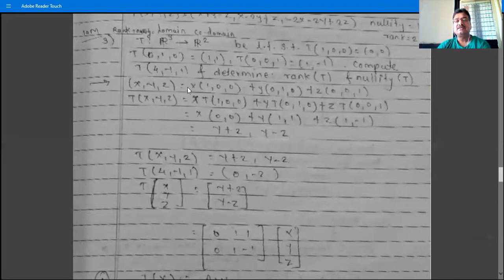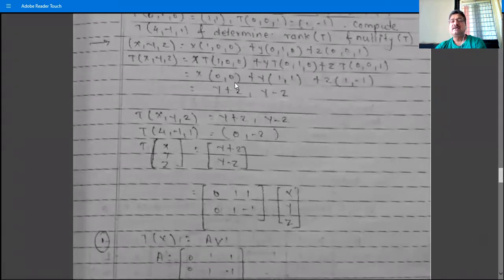So T of (x, y, z) equals T of the whole right side, and by using the properties of linear transformation, the right side is x T(1, 0, 0) plus y T(0, 1, 0) plus z T(0, 0, 1). T(1, 0, 0) is given as (0, 0), T(0, 1, 0) is (1, 1), and T(0, 0, 1) is (1, minus 1). Then multiplying by x, y, and z, applying the definition of scalar multiplication, we have (0, 0), (y, y), (z, minus z). Then we add, and write in round brackets: (y plus z, y minus z) as the image of (x, y, z).